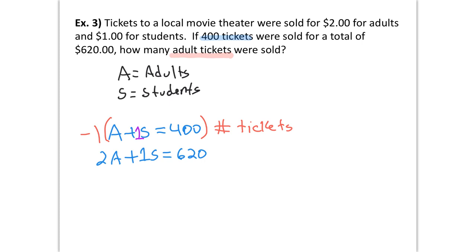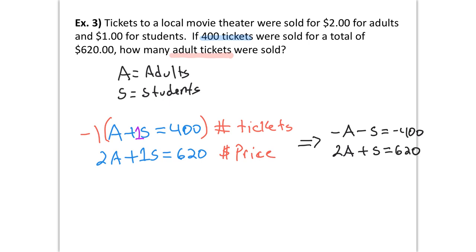Let me make a little note here on the side of the second equation. This is the actual price of the tickets, all right? So that's how you know where that equation came from. So now, let's go ahead and do the top. I'm going to distribute the negative 1. So that's going to give me a negative a minus 1s equals negative 400. And the bottom says the same, 2a plus 1s equals 620.